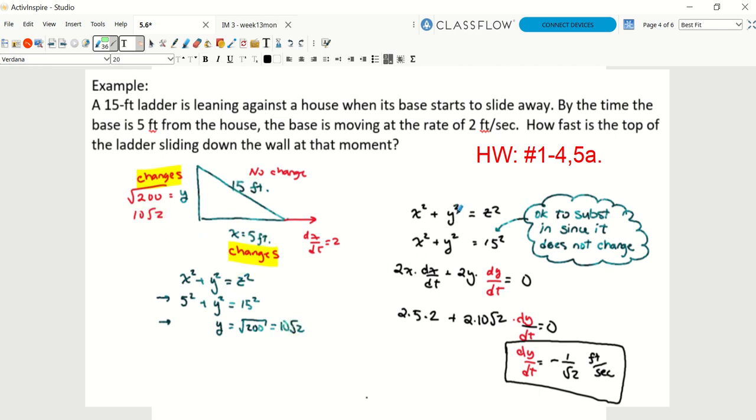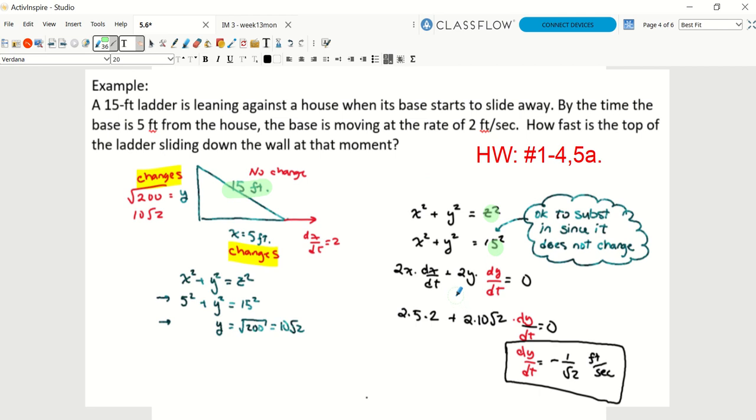Now, here's where the magic happens. I get x squared plus y squared equals z squared. Okay? Now, I'm going to plug in the 15 over to z squared. Okay? I'll plug in the 15 into z squared and get this. Okay?